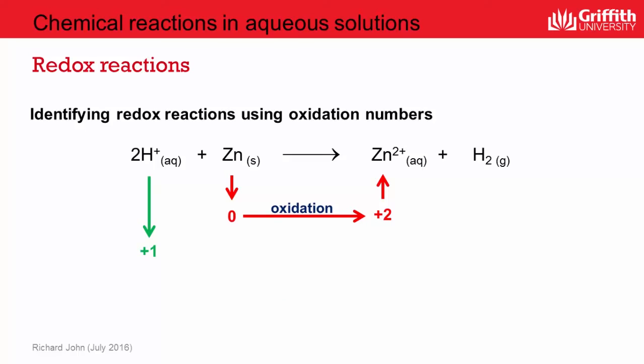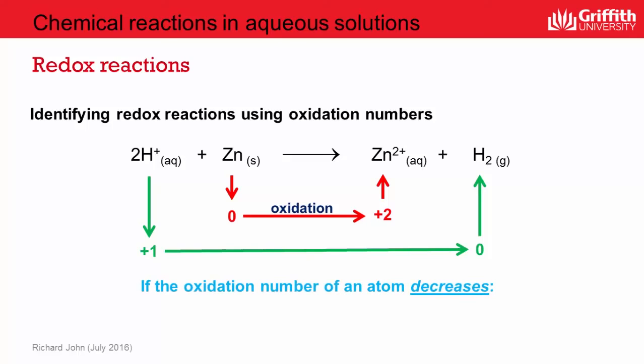So if we look at the H+ ion, it also is a monatomic ion. So the oxidation number for the H+ ion is its own charge. It's a +1. And elemental hydrogen over here, the oxidation number for all elements is 0. So if the oxidation number of an atom decreases or reduces, that's a good way of remembering it, then that atom has undergone reduction. And so the H+ ion has been reduced to elemental hydrogen.